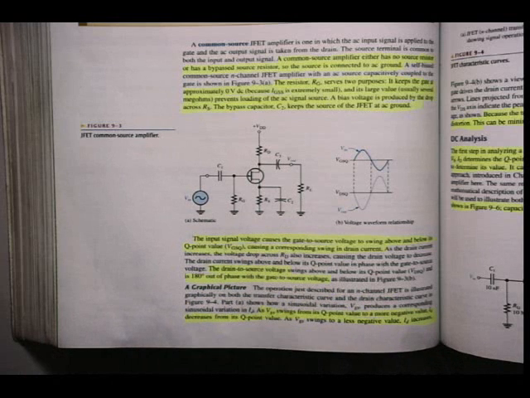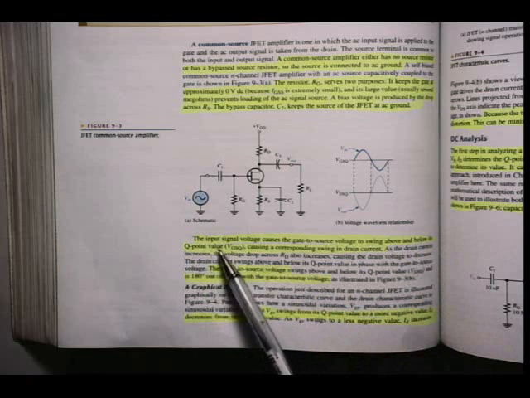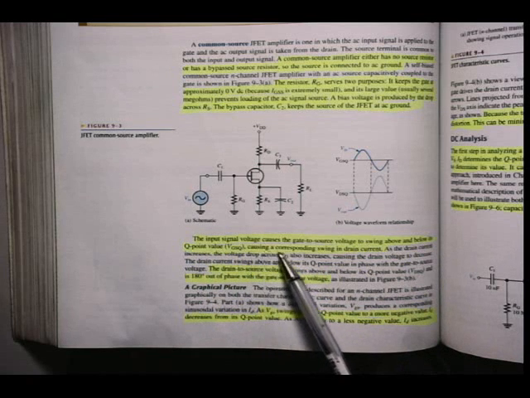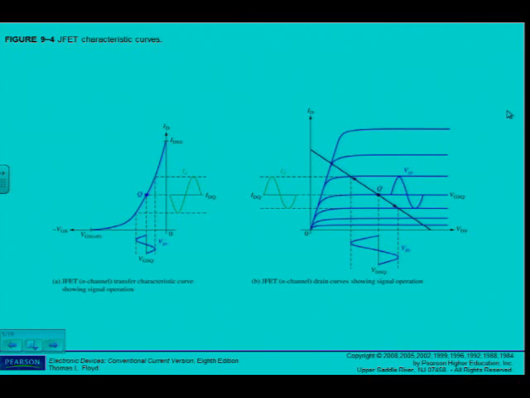Anyway, the input signal voltage causes the gate-to-source voltage to swing above and below its Q point value, VGSQ, causing a corresponding swing in the drain current. Let's just have a look at that figure. Similar to the figures that we've seen for the BJT, only in this case they're using the transfer characteristic curve to show the signal operation, and also the drain curves with a load line.